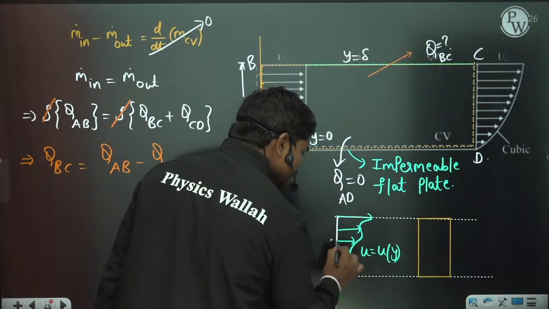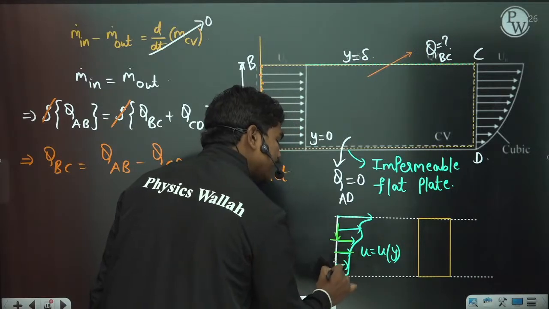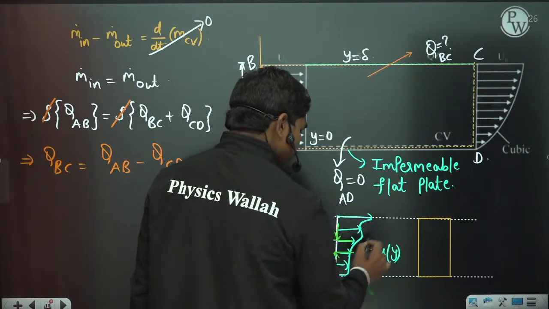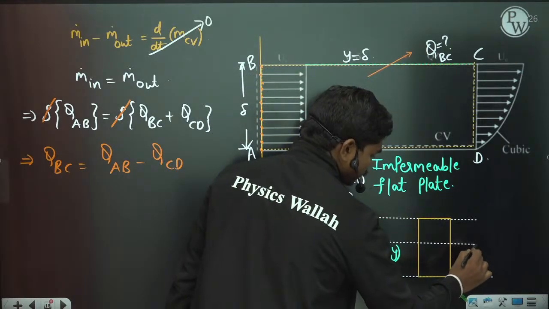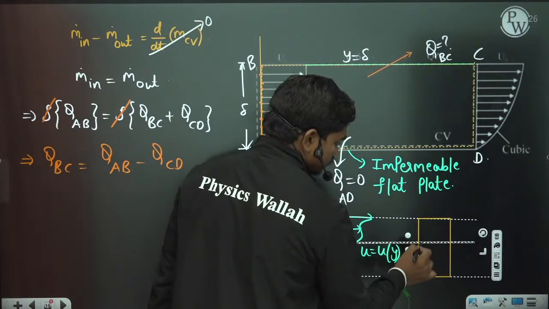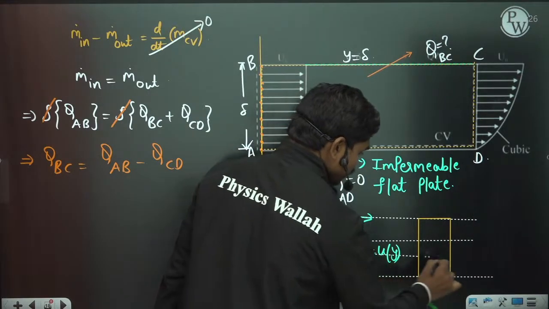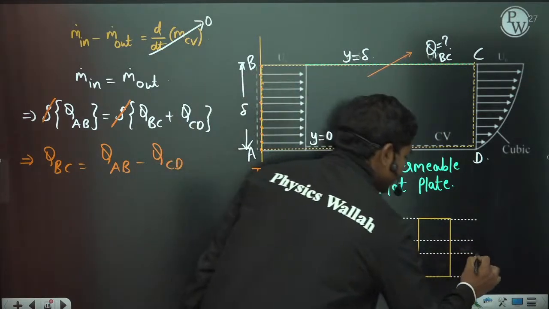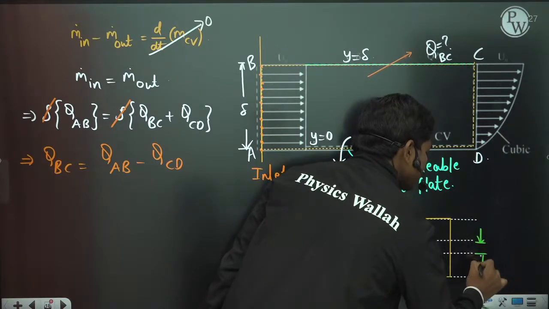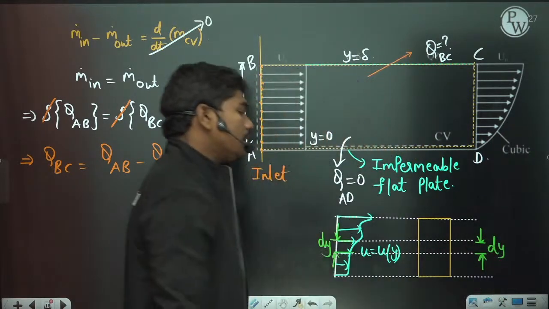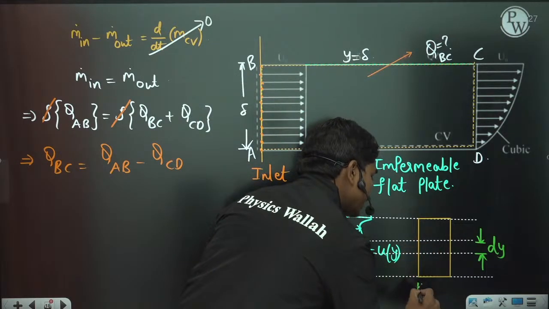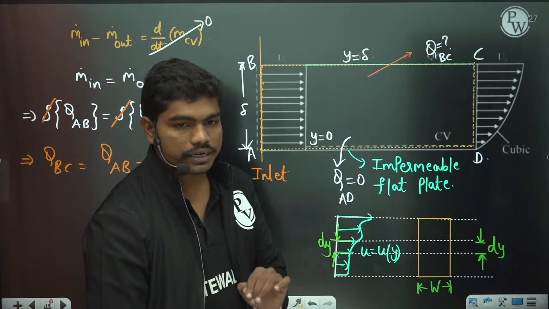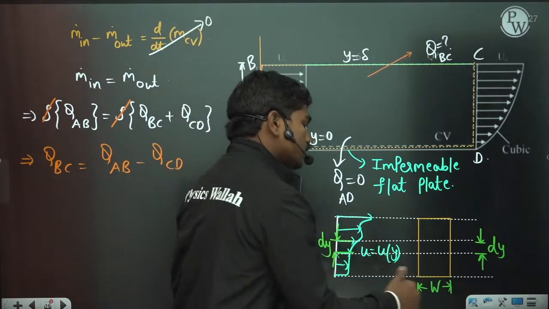Look, you take the small discharge that is passing through this small height dy, for example. If you have this section, and this height is dy, and this is the width of the plate w, how do you actually calculate the discharge? Discharge is area of cross section into flow velocity.